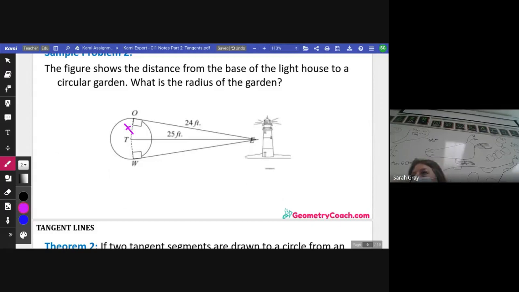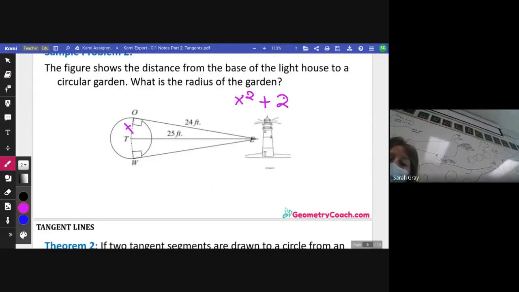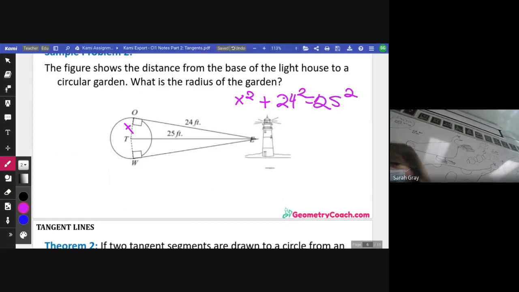How do we find it? Billy? Pythagorean theorem again. This time, where does the X go? Go ahead, Eddie. It goes to the A. Equals 25 squared. 25 is the largest side, so it is our C.